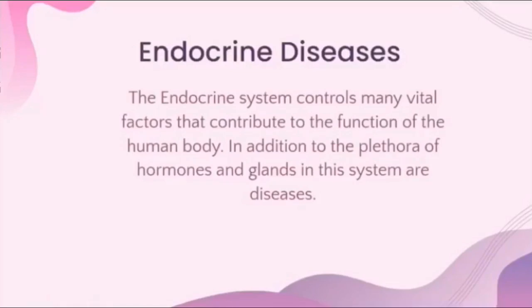The endocrine system controls many vital factors that contribute to the function of the human body. Accompanying the hormones and glands that can be found in the system are diseases that may be fatal if not treated properly.